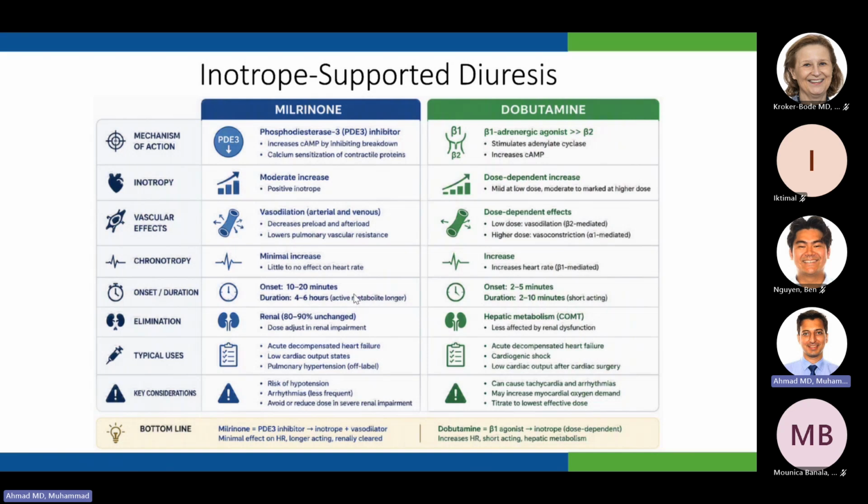The next important thing is how long they last. You can see the duration of milrinone is in hours, 4 to 6 hours, and that's with a normal kidney. Dobutamine is minutes, so it's minutes on, minutes off. So it's really good in that way. So you want to think about it, it's minutes on, minutes off. And when you need something that quick, it works.